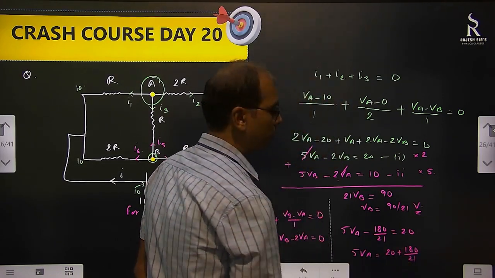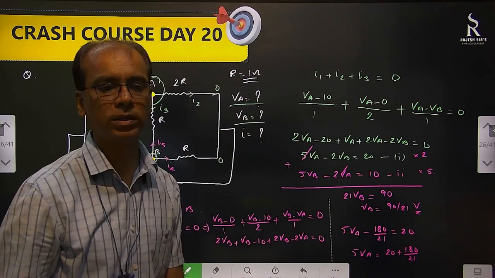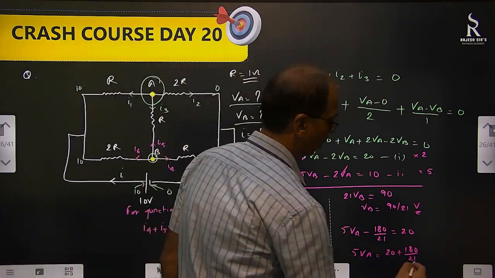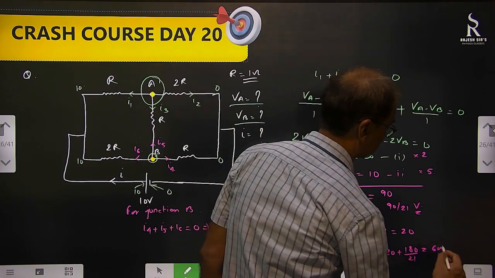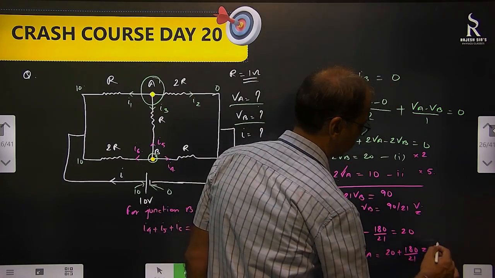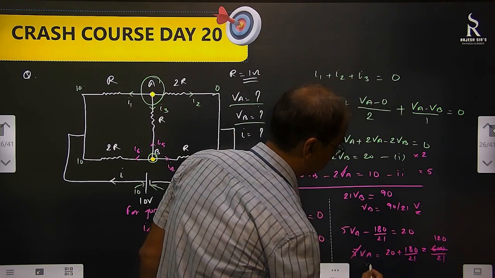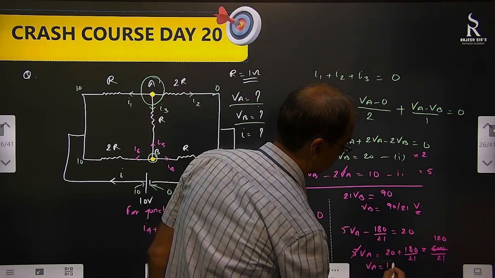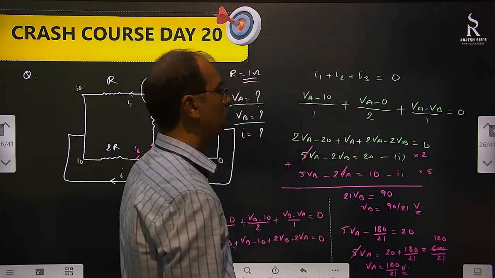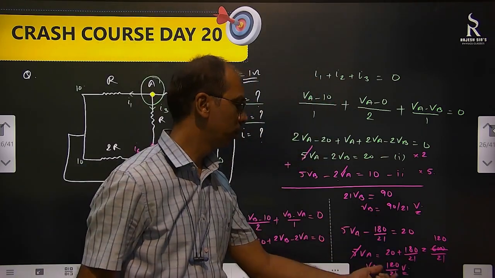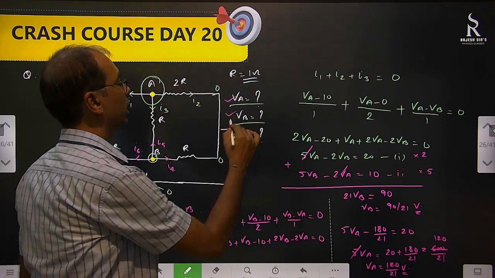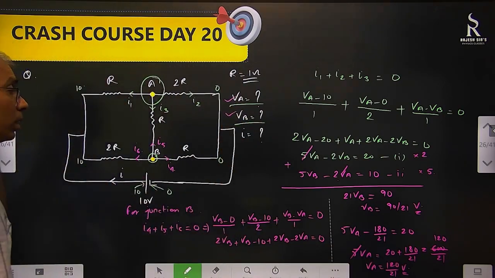The 21 into 20 is 420. 420 plus 180, 600. 600 by 21. But here is 5. So this is 120. So VA equal to 120 by 21 volt. Okay. So VB is 90 by 21 and this is 120 by 21. We got VA also, we got VB also. Now what? I. Okay, I also.